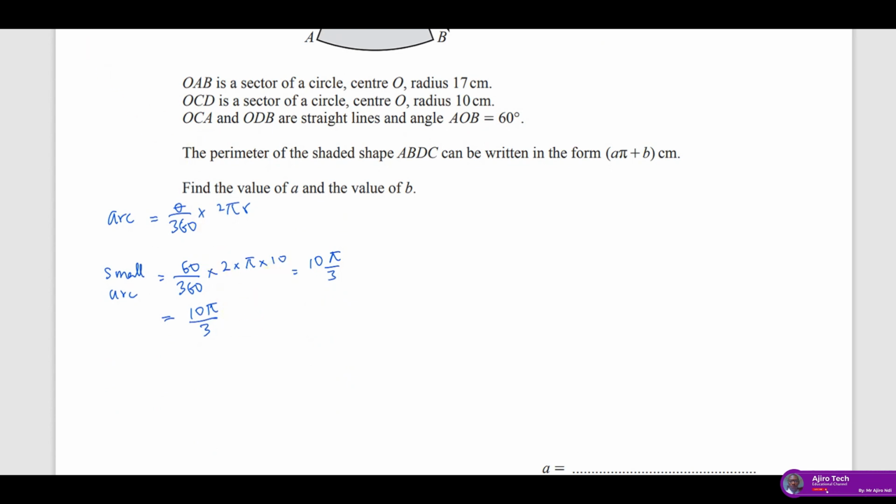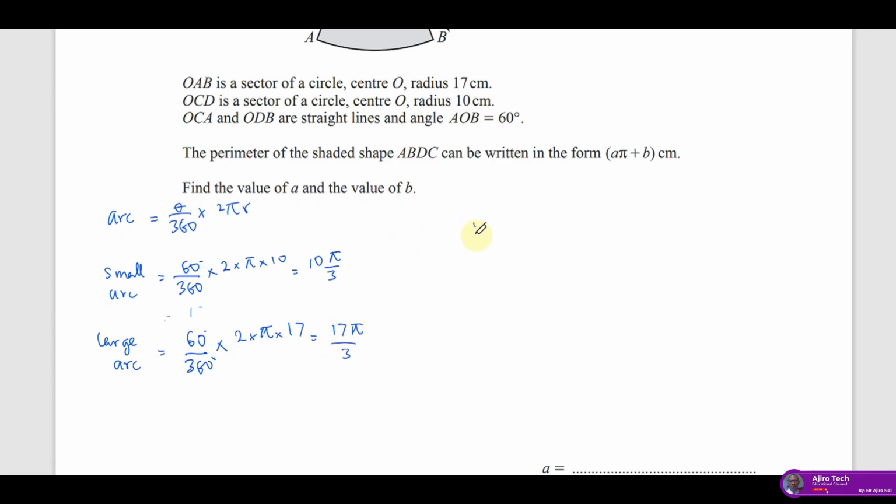For the next one, the larger arc, the same angle 50 over 360 times 2 times pi times 17. Then I'm getting 17 pi over 3.